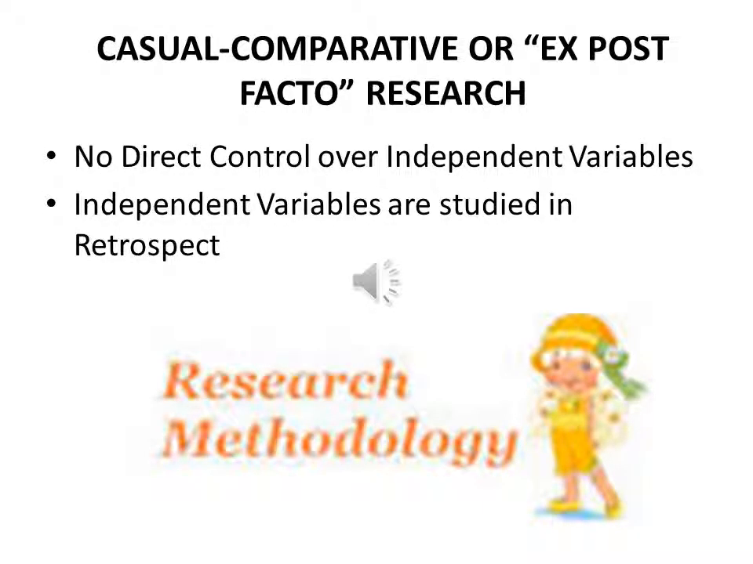Ex post facto research is systematic empirical inquiry in which the scientist does not have direct control of independent variables because their manifestations have already occurred or because they are inherently not manipulated. Inferences about relationships among variables are made without direct intervention, from concomitant variation of independent and dependent variables.